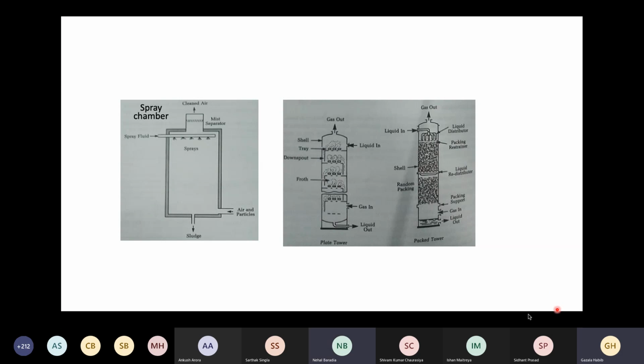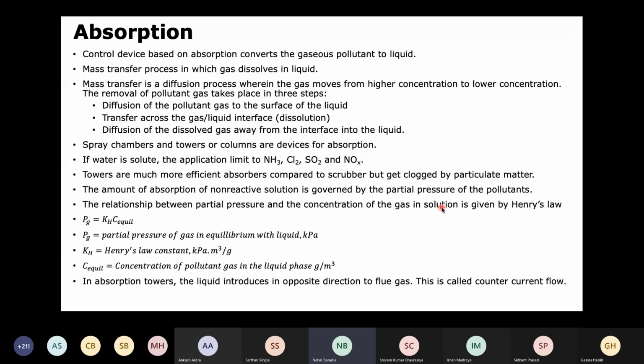In this example, is the water solute or solvent? As in the previous slide, they are rating if water is solute, then the application is limited to ammonia, chlorine, SO2, and NOx. Solute means which can dissolve, right? It is not the solute and solvent that we discuss in solutions, where one is solvent and the other is solute. Ma'am, is water the solvent or the solute? Means which one is in the large amount, the gas or the water?